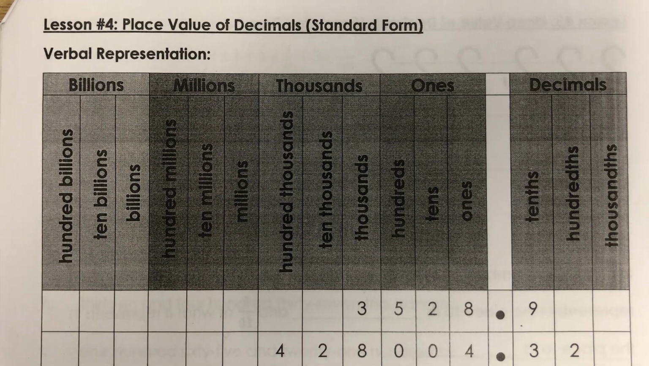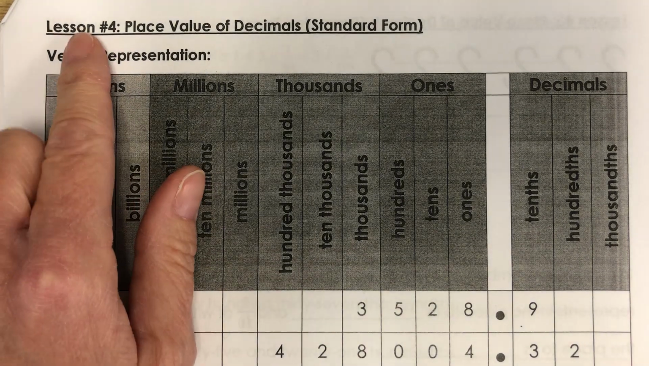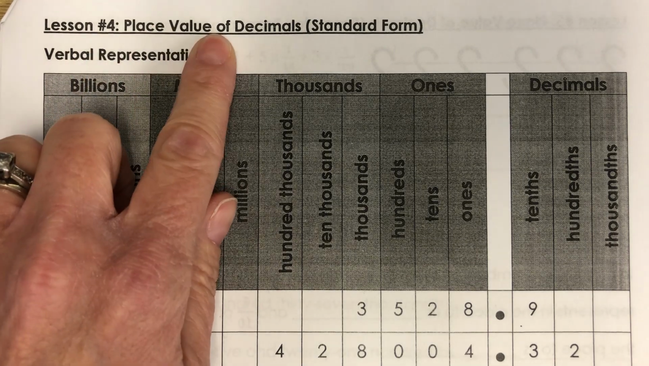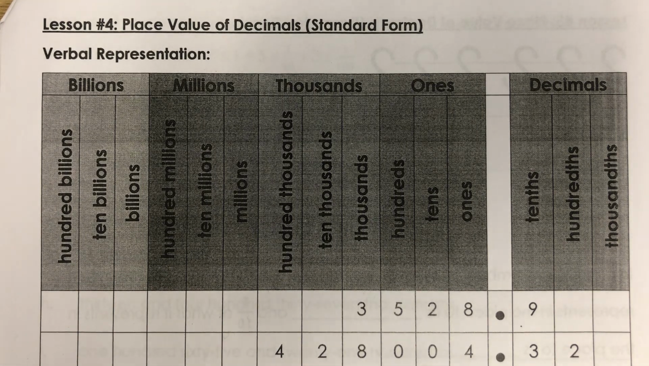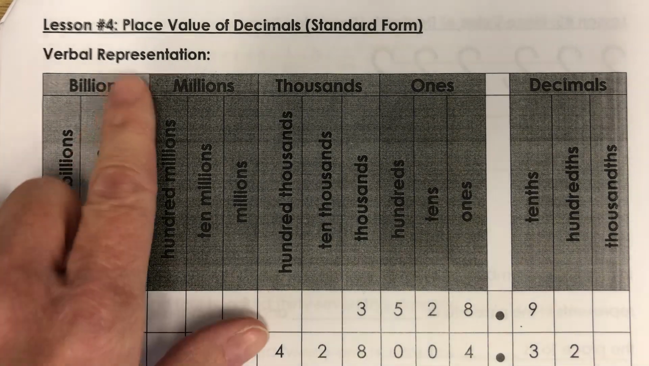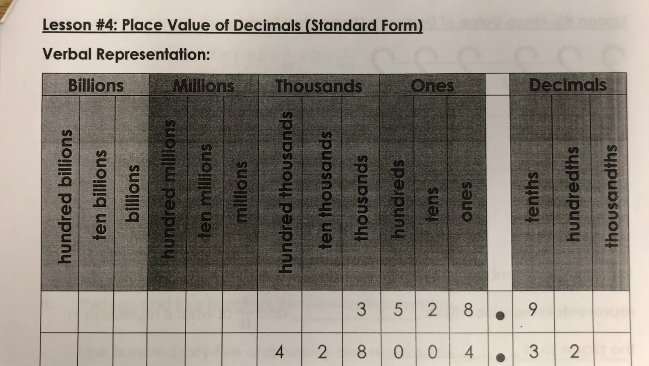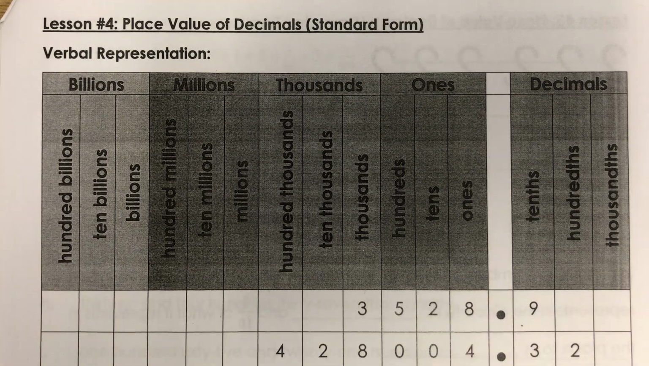So right now you need your Unit 2 math packet, and we are going to open that packet up to page 7. And up at the top of your page 7 in the packet, it should say lesson number 4, place value of decimals in standard form. So we're going to be kind of doing what we did with our regular whole number values with decimals at this point. We're going to practice today how to say them and how to write them and how to identify how much it's worth when you are to the right of the decimal point.